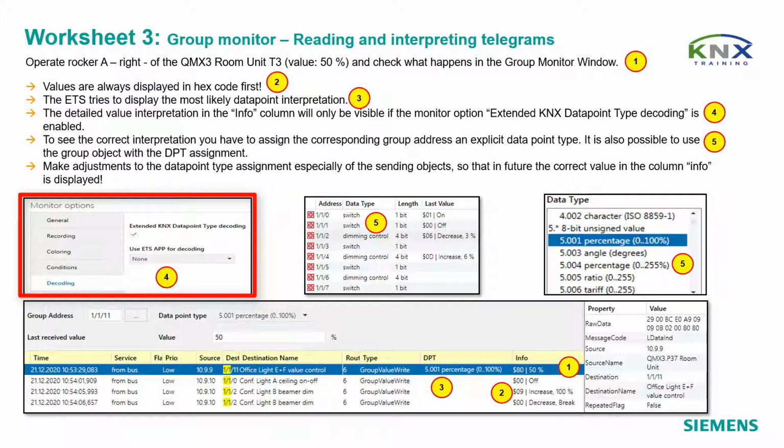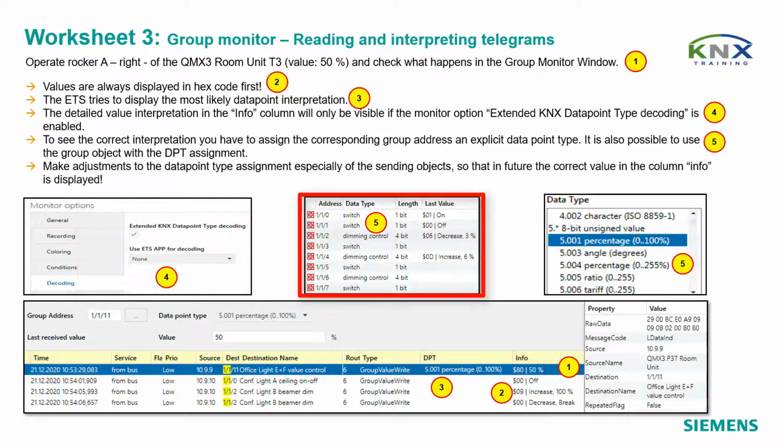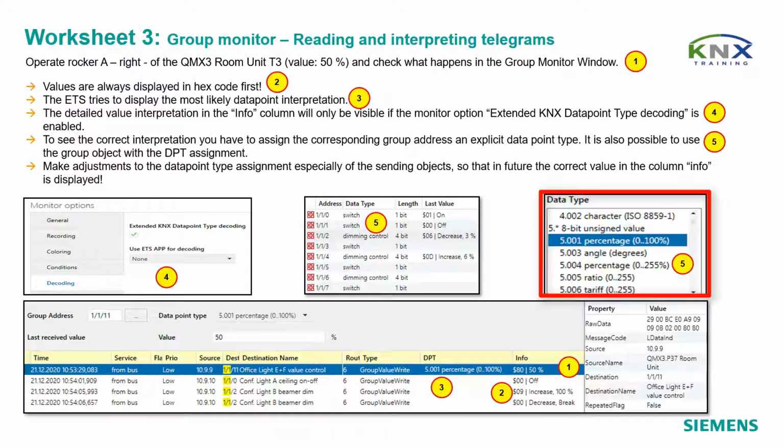5. To see the correct interpretation, you have to assign the corresponding group address an explicit data point type. It is also possible to use the group object with the DPT assignment. Make adjustments to the DPT assignment, especially of the sending objects, so that in future the correct value in the column info is displayed.